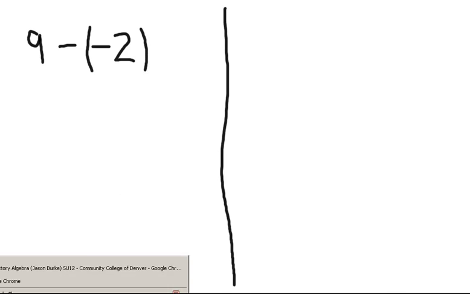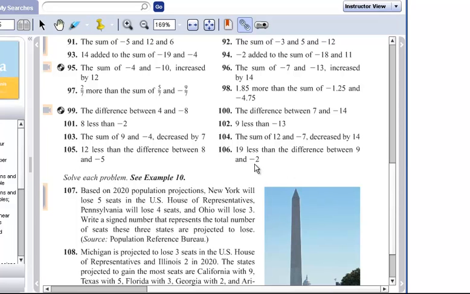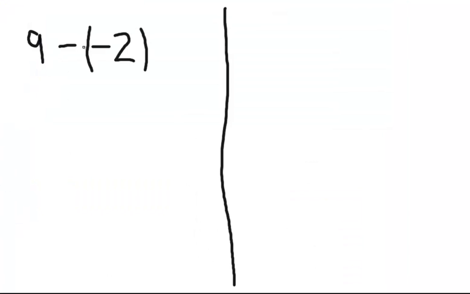Okay, so the difference between 9 and -2. Here's a 9. Here's a -2. What's the difference between the two? I subtract. Now notice I wrote the 9 first and the -2 second, because that's what it has here. The 9 comes first, the -2 comes second. Ignore this 19 for now. So what's the difference between these two numbers? Remember, two negatives make a positive. So 9 and 2 is 11. All right, that is 11.